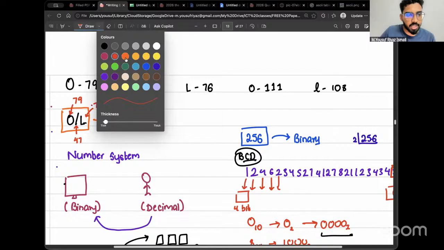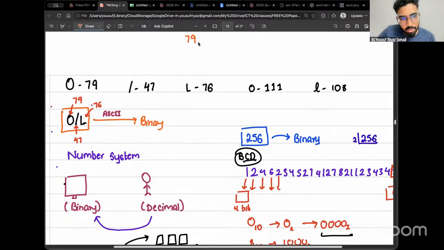If I convert 79 to binary, 79 in binary is equal to 64, 65, 69, 79. If you convert 79 to binary, this is the answer.